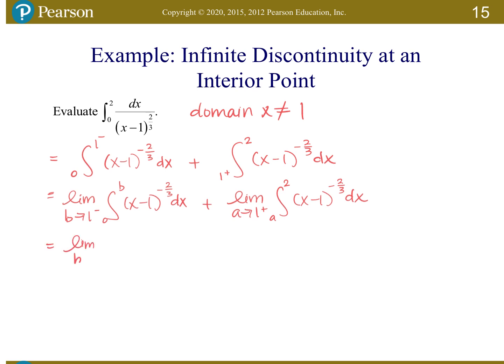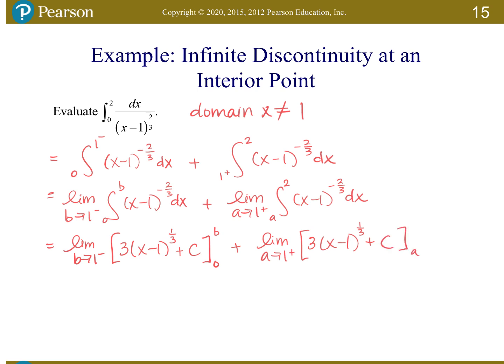All right, so then we're just going to show our antiderivatives. So that would be x minus 1 to the positive 1/3 times 3, plus the constant c, going from 0 to b. And then the other limit, approaching 1 from the right, same antiderivative, going from a to 2.